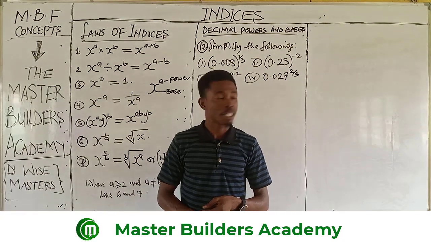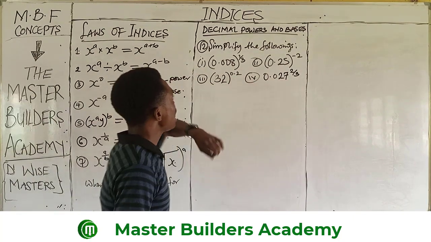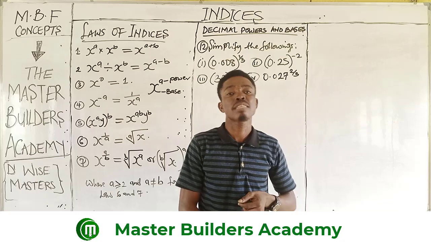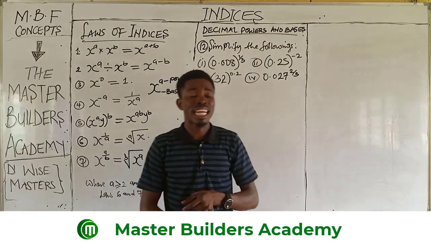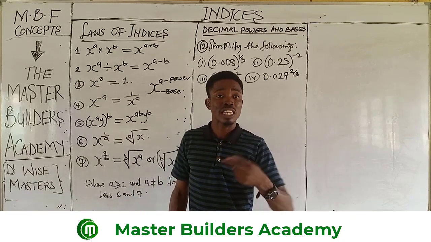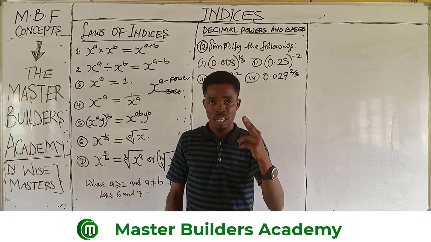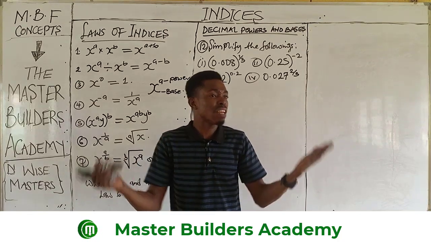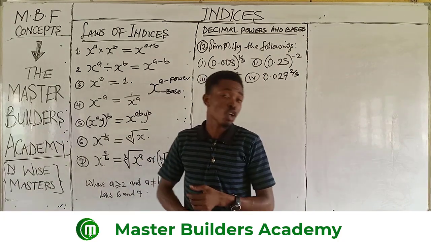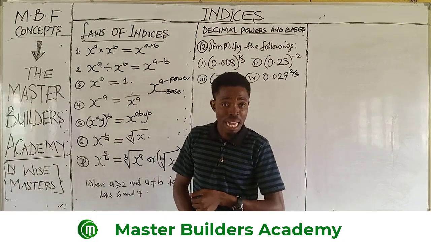Let's get to work. Now on the board we are asked to simplify the following. One of the things you must understand about decimal powers or decimal bases is that anytime you are given them, you must first convert those decimals to fractions. Then you solve with the fractions. Finally, you can leave your answer in decimals, which is accepted, or leave your answer in fraction. But you do not solve with what? Decimals. You must first convert the decimals to fractions.